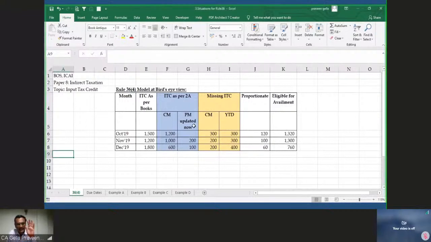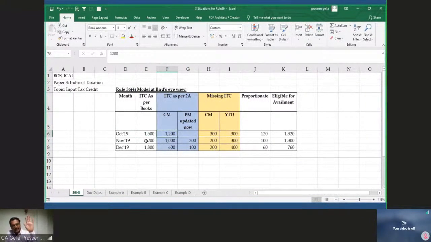Yeah. This rule 36.4, whatever I have explained to you in simple English, that is what I have put in this particular sheet. Please go with me. Don't jump. Please go one by one with me. For the month of October 19, my total credit, for simplicity I said ITC, I have not bifurcated IGST, CGST, SGST, I just say input tax accounted in my books is 1500. Out of this 1500, when I look into my GST 2A, for the month of October, 1200 is appearing.